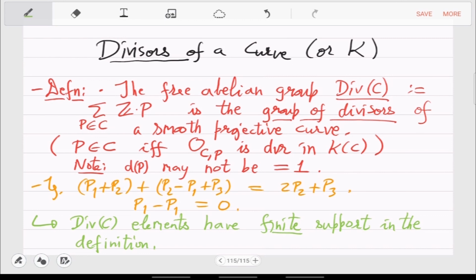The non-zero integral coefficients will appear only finitely many times, because we don't yet have a way of summing up infinitely many things. These are discrete points, so you can't do an infinite sum, it is only a finite sum. That is already built into the definition. Which also means that sigma pi for i greater than or equal to 1 is not allowed. These kinds of sums will not be allowed because this is infinite support.